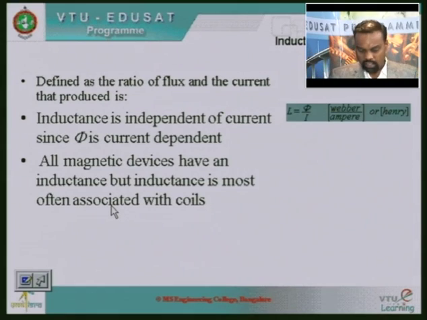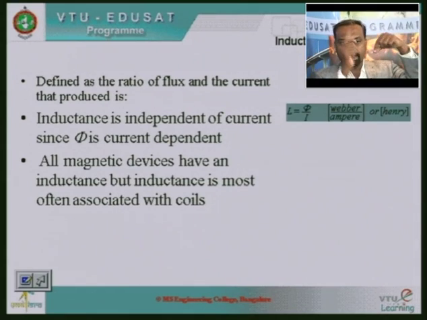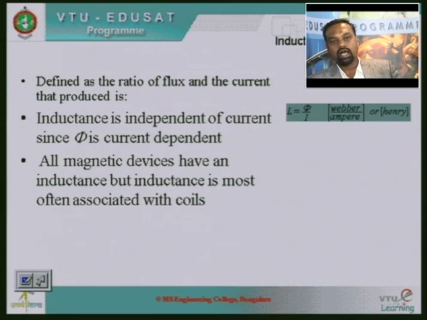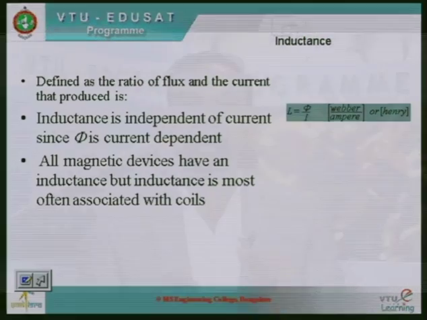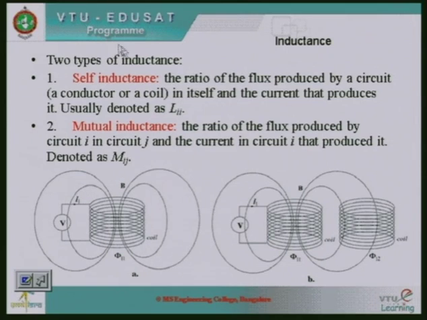So what we can do is, if I take a wire and make it into a coil, and if I pass a current through the coil, the current will start flowing through the coil. Because it is an alternating current, there will be a flux generated, and that is the inductance of the coil, which depends upon phi and I. Now let us see. There are two types of inductance called self-inductance and mutual inductance. Self-inductance is the ratio of flux produced by a circuit in itself and the current that produces it.